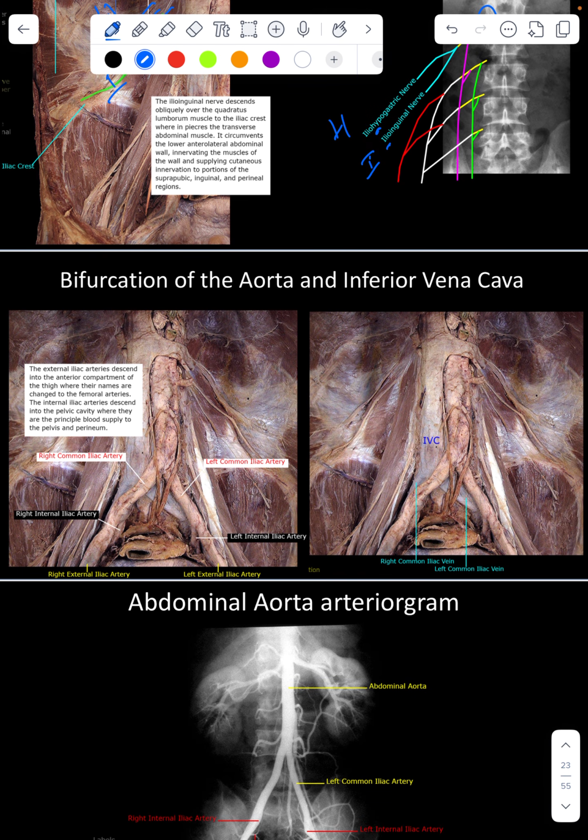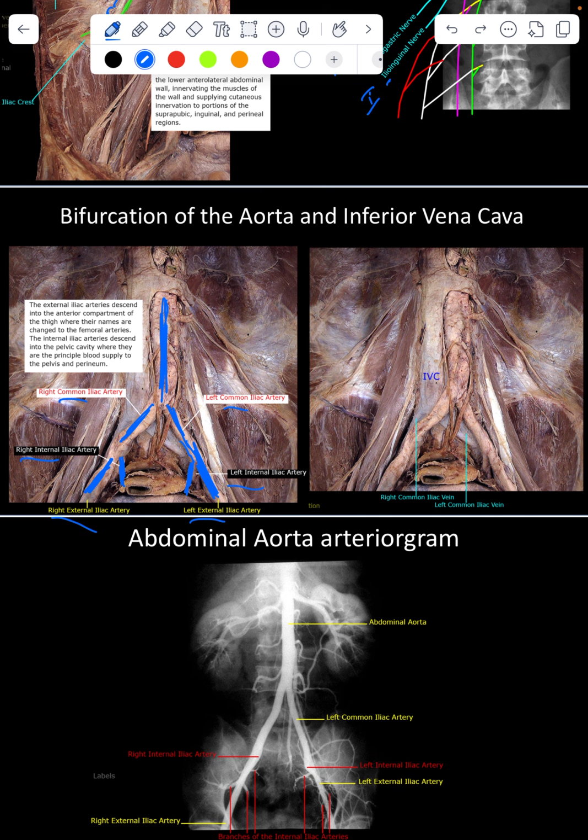Okay, bifurcation of the aorta and inferior vena cava. So aorta will bifurcate, we said. So this is aorta, right common iliac, left common iliac, external iliac, internal iliac, internal iliac, external iliac. So abdominal aorta, right common, left common iliac, right internal and external, left external, left internal. Anytime you see the word common, that means it's going to split again. And then IVC does the same thing. So IVC will give you a right common iliac vein and a left common iliac vein.